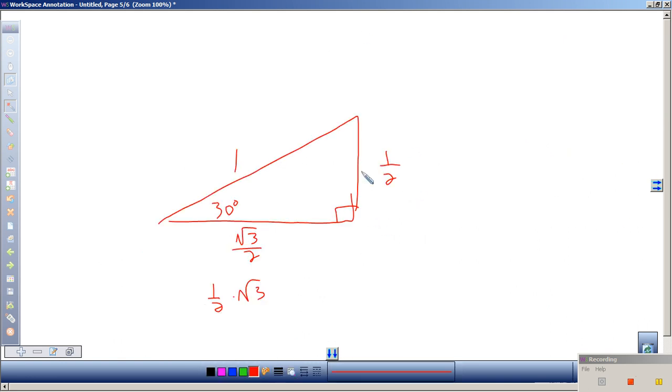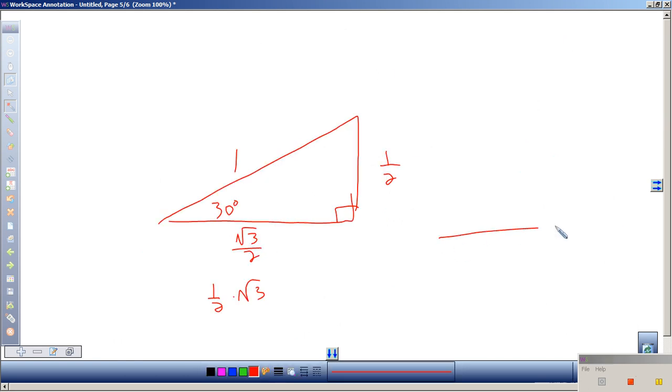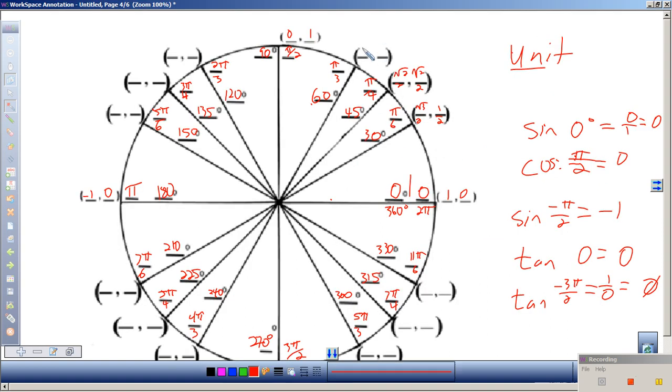If we went up 1/2 and over root 3 over 2. So for 60 degrees, we're doing the same thing, except this time it's like that. But this is 1, and this is 60 degrees, which means which is the shortest side? The bottom, so it's going to be 1/2, and y is root 3 over 2. So 1/2, root 3 over 2.